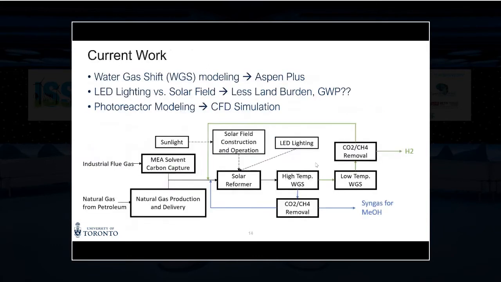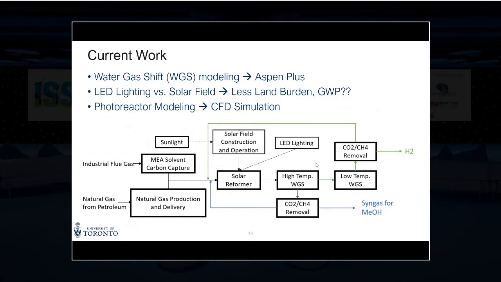And then I just have one final slide where I wanted to go through some current work that's in progress to build upon the model that's been conducted and the LCA that's been conducted. So currently we're working on doing some water gas shift modeling in Aspen Plus software to determine inventory data associated with the high temperature water gas shift and low temperature water gas shift as shown in this commercial scale diagram.